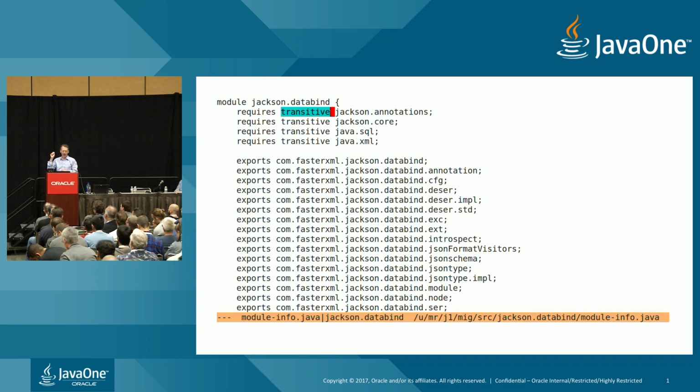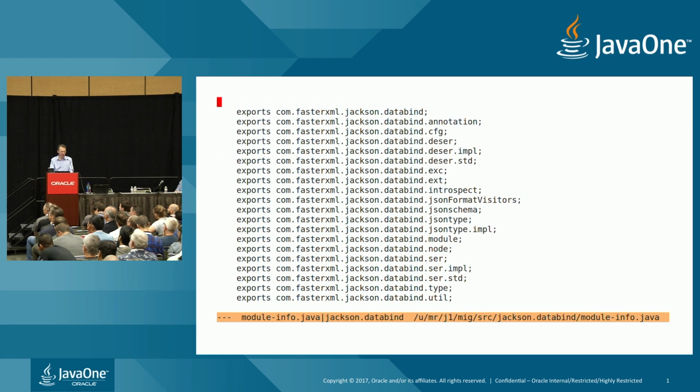Basically, it means any module that requires Jackson.databind will implicitly also require Jackson annotations and Jackson core and Java SQL and Java XML. And JDEPS has a heuristic for figuring this out by analyzing the type signatures of public classes and interfaces. Okay, so those are the requires that it generated.